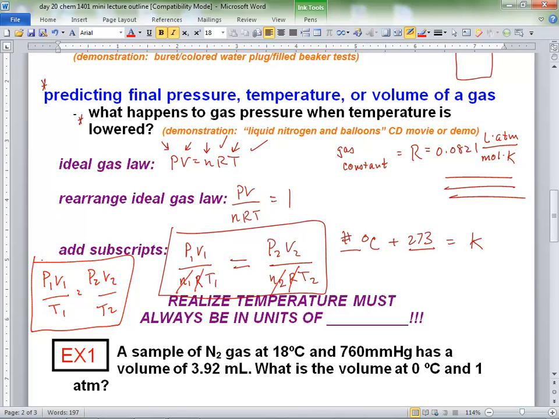But there's kind of a trick to it. We have to realize that the temperature must always be in units of Kelvin, right? They don't care about pressure. They don't care about volume. They just have to be consistent on both sides. So the units of pressure and the units of volume just have to be the same on both sides. Temperature, though, has to be Kelvin.